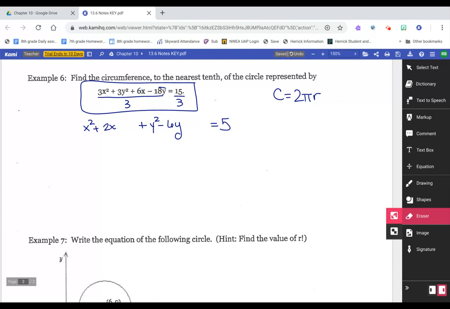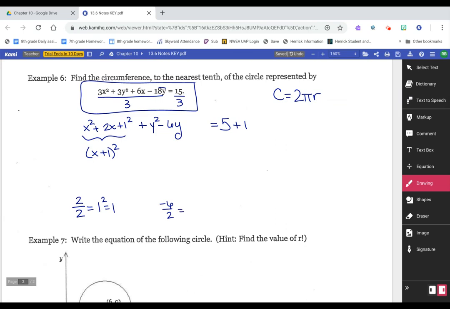All right, now let's complete the square. So 2 divided by 2 is equal to 1, and when we square that, we get 1. So I'm going to add 1 over here, add 1 squared to this side, which allows me to factor this as x plus 1 squared. For the y's, we have negative 6 divided by 2, which gives you negative 3. When you square that, you get 9. Let's add 9 to the right, and on this side, add negative 3 squared. When we factor this, we get y minus 3 squared. For the right side, we have 5 plus 1 is 6. 6 plus 9 is 15.